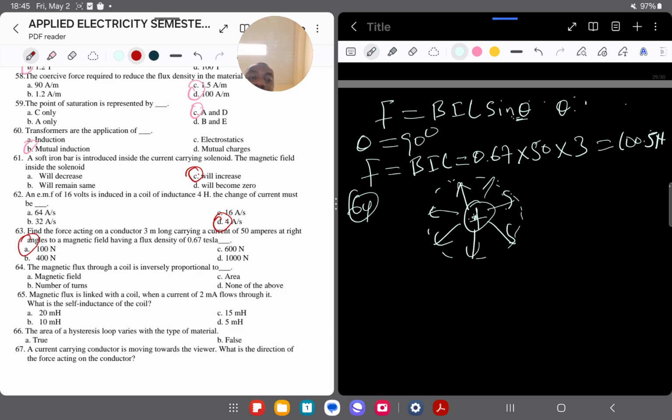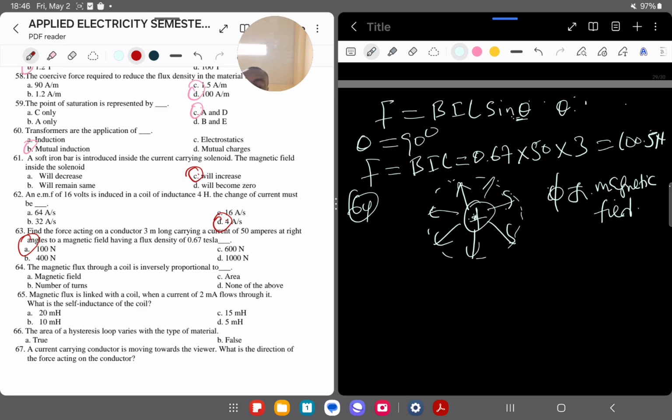Let's say this is a positive charge. The magnetic flux, which is phi, is proportional to the magnetic field. So actually, when we say magnetic field, we are talking about the magnetic flux. So A here is wrong.